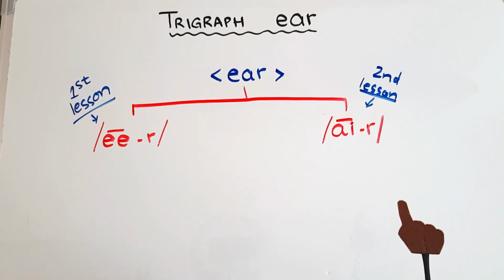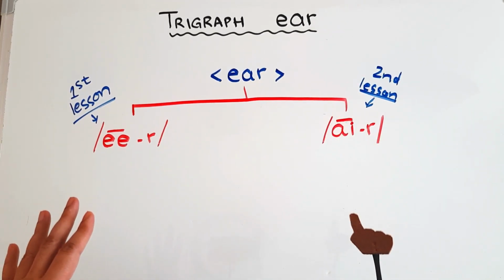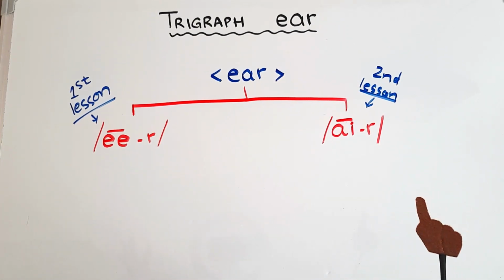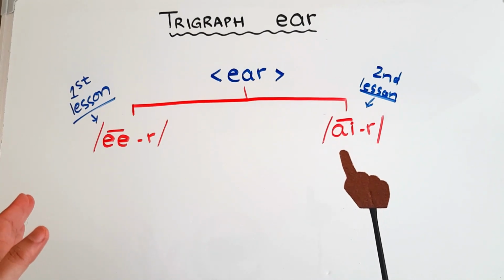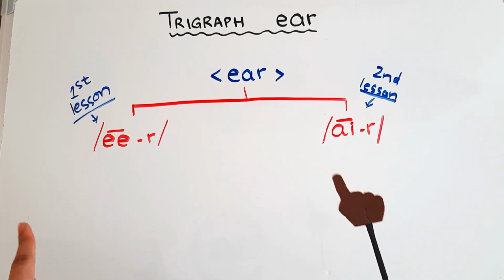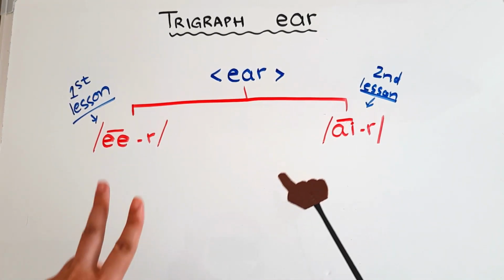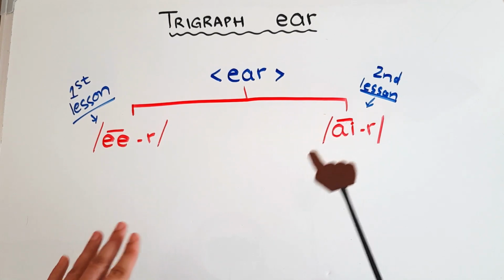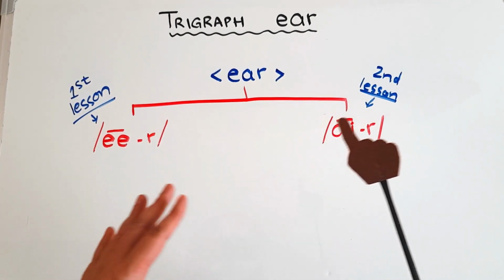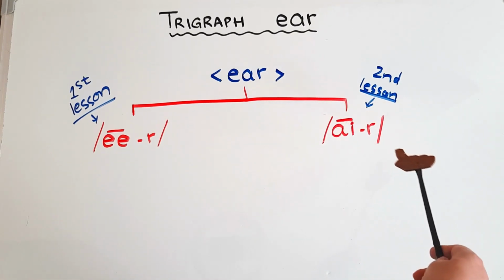How would you start? You would write on board EAR and ask them which sound is this? How do you pronounce it? They will surely say it's ear. Appreciate them and then tell them that kids, this trigraph is a little different. It has two pronunciations. One is ear, as we have already done, and the second is air. Write this on the board, AIR.